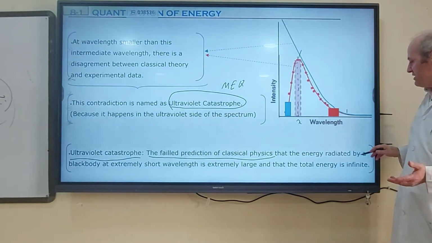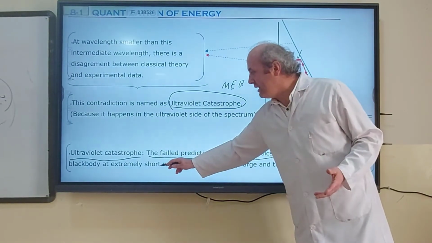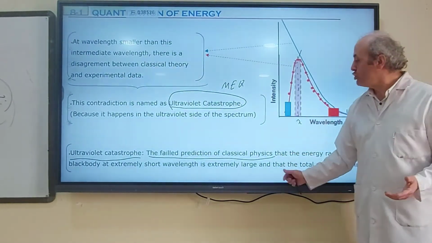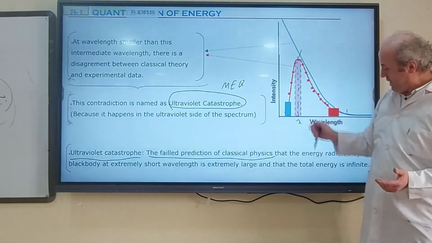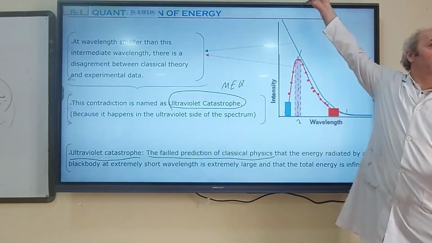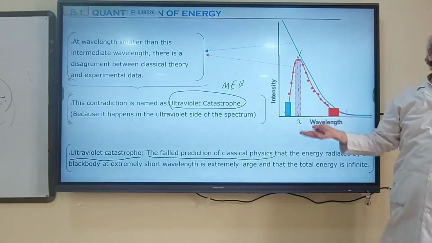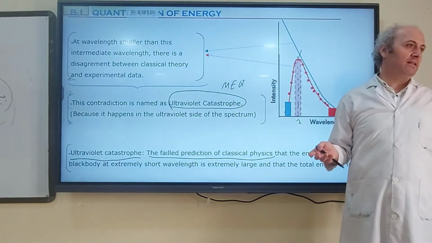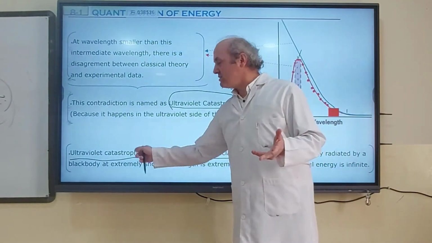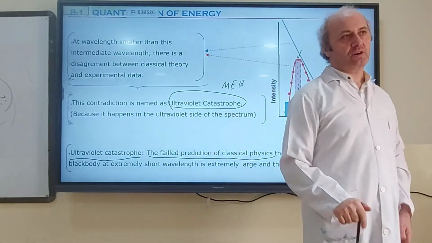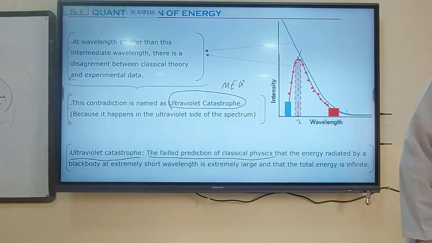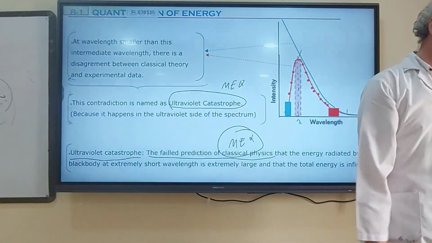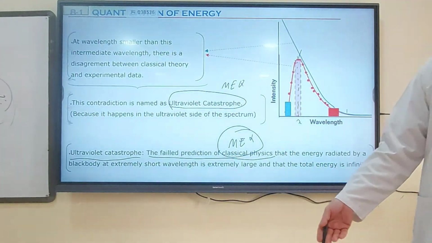that the energy radiated by a black body at extremely short wavelength, what does it mean? Ultraviolet, should be large, and total energy must go to infinity. But this prediction has failed by experimental data. That's why this event is known as the ultraviolet catastrophe. Okay? We have to know this definition. They give this definition to you and ask you what this is.